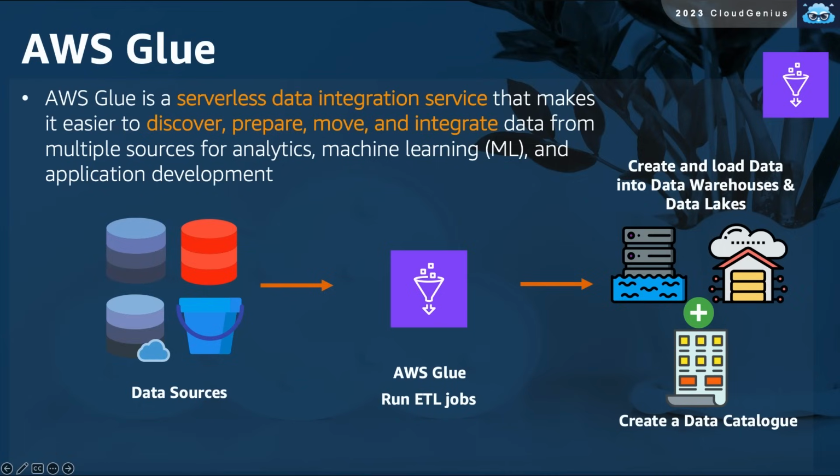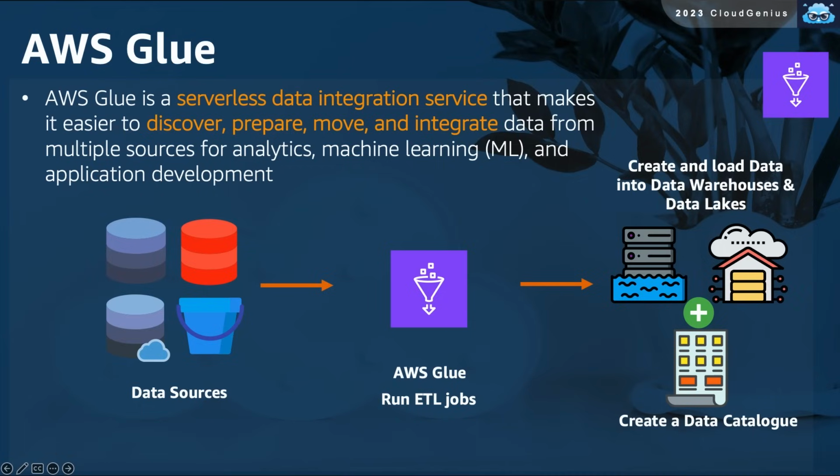This enables easy and efficient data discovery, making it simple to understand the available datasets within your organization. For example, imagine a company with data stored across multiple databases, including customer information and sales data. AWS Glue can automatically discover and catalog this data, making it easy for analysts and data scientists to access and use for their analytics projects.